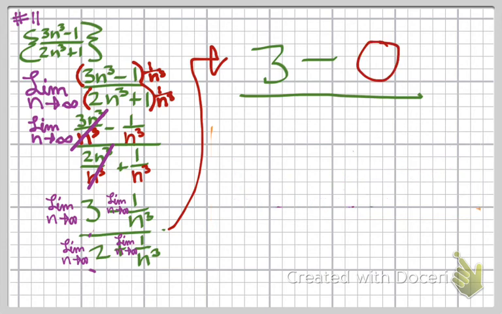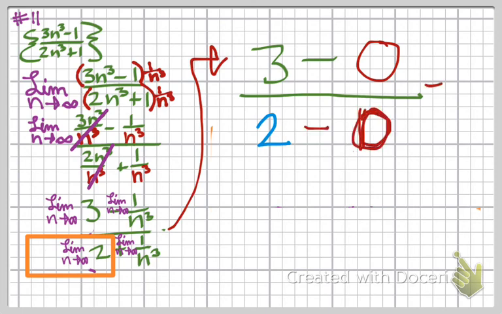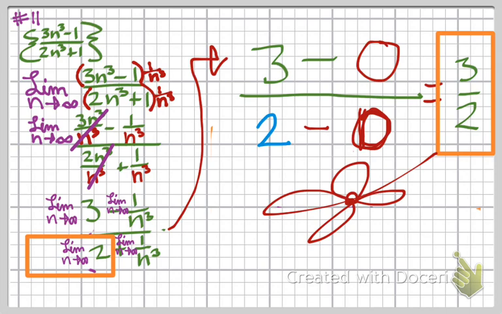Let's take a look down there in that denominator. Boom, that's 2, for the same reason the top was 3. Now we have a 0 here. Why? For the same reason that the numerator 1 over n to the third was 0. So then when we do our arithmetic, it's all over but the box and flower.